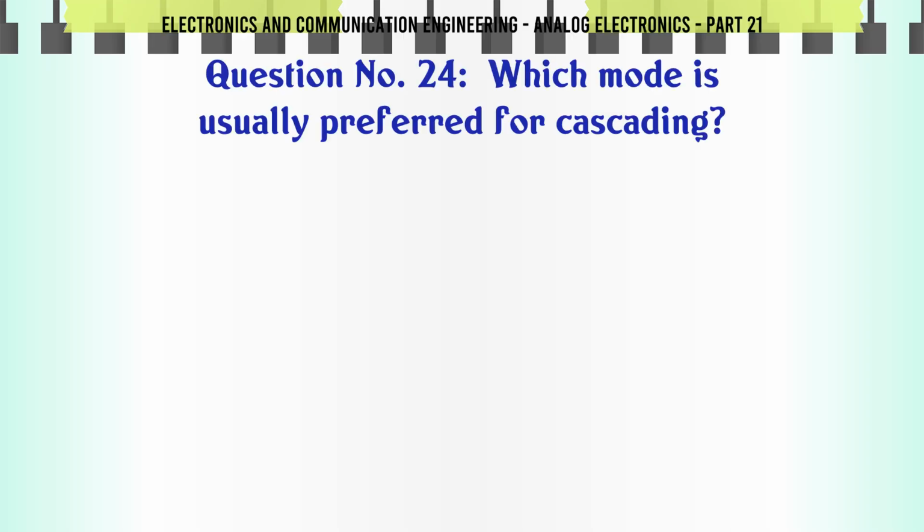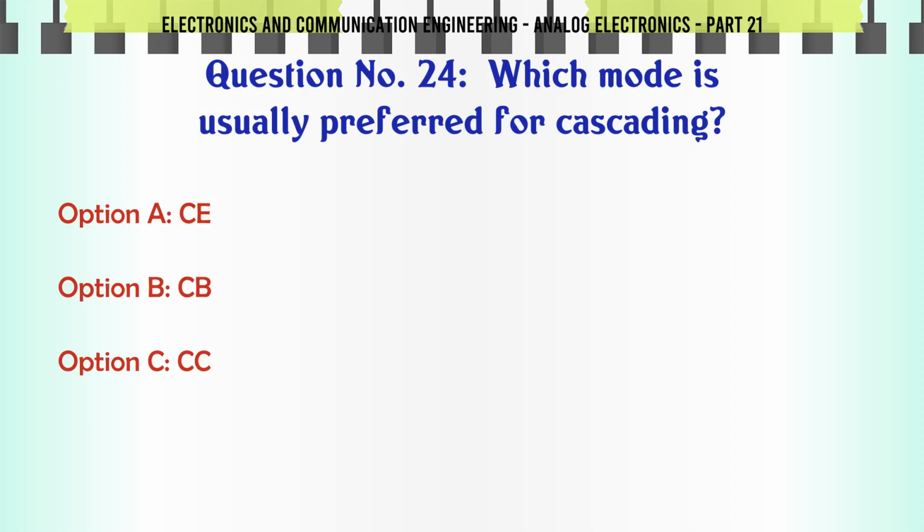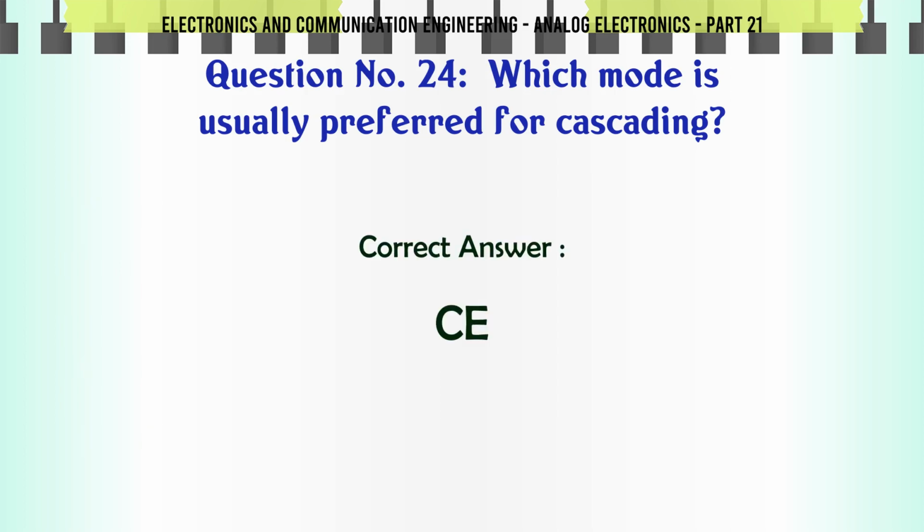Which mode is usually preferred for cascading? A. CE. B. CB. C. CC. D. Any of the above. The correct answer is CE.